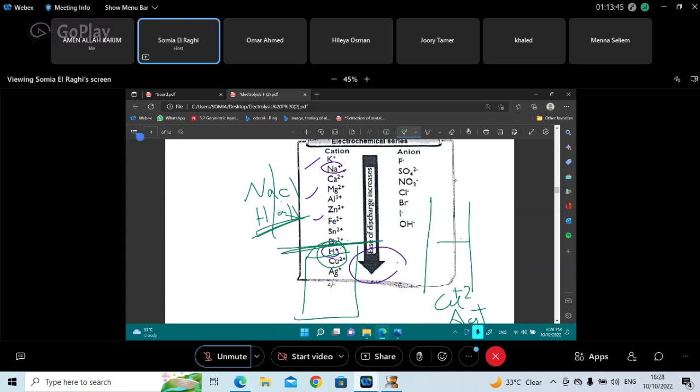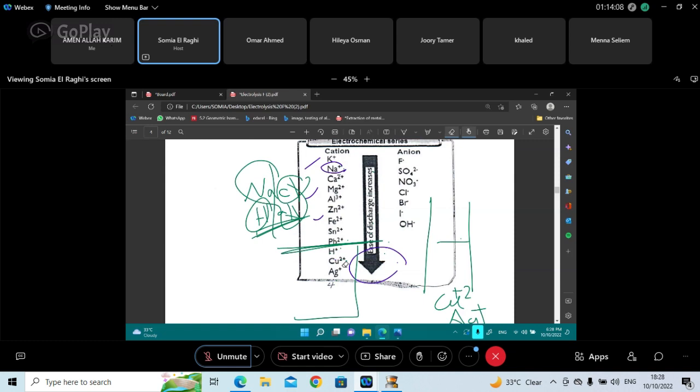Because the hydrogen is always at the bottom of either ion here. We said as you go down, it is easy to discharge. The meaning of easy to discharge is that it loses its charge. So we get hydrogen gas, chlorine gas, and sodium hydroxide. And we did 2 examples.